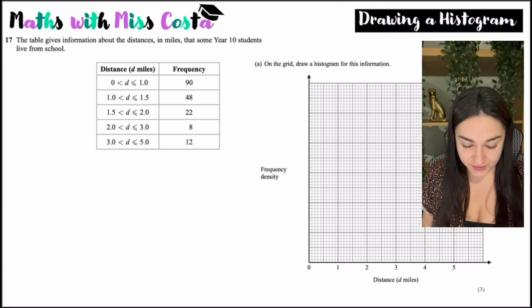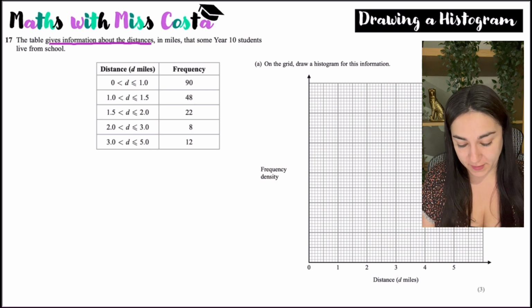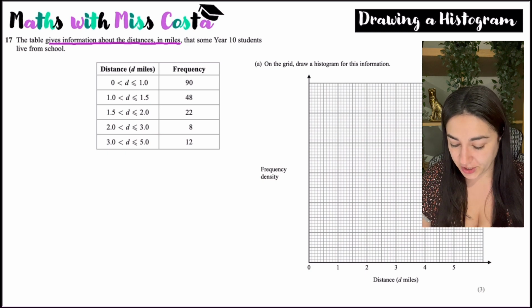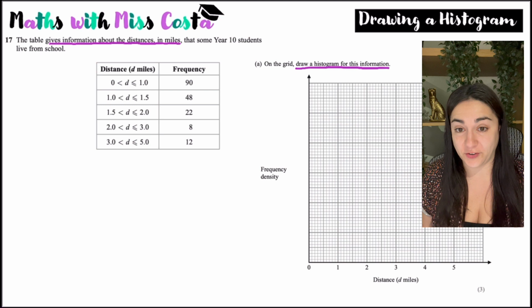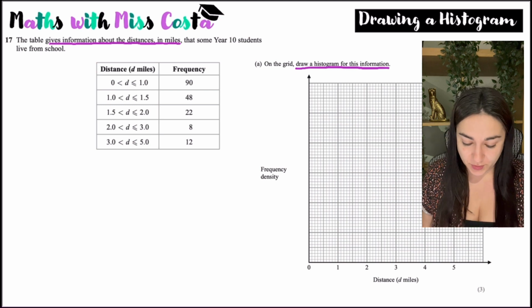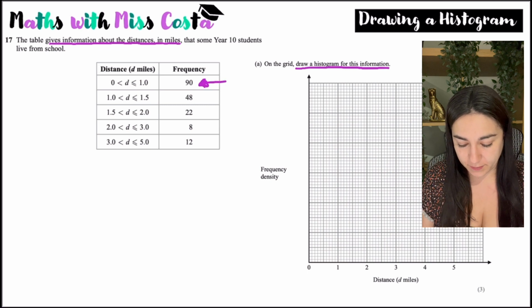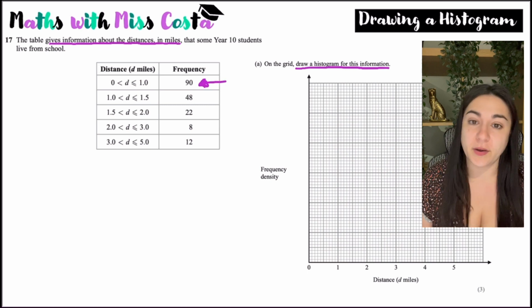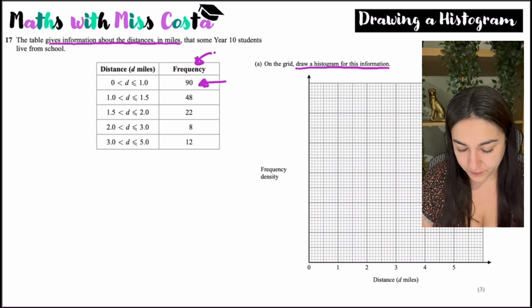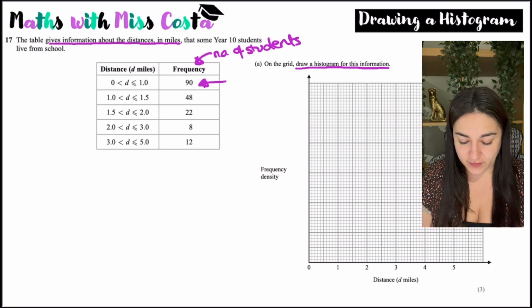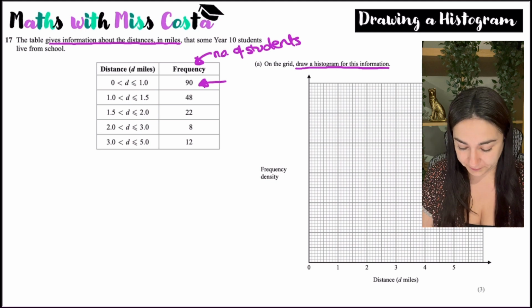Okay, so in this question, I'm given a frequency table, and the table gives information about the distances in miles that some year 10 students live from school. And I'm being asked to draw a histogram for this information. So I'm being given a frequency table, which essentially tells me, in this case, that 90 people walk between 0 and 1 miles to school. So frequency just means the number of students or the number of whatever it is in the question you're given. In this case, it's students. So I know that 90 students walk between 0 and 1 miles.